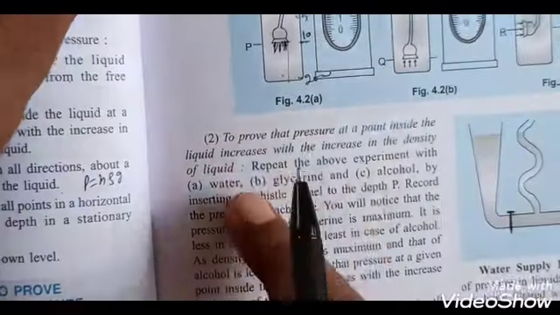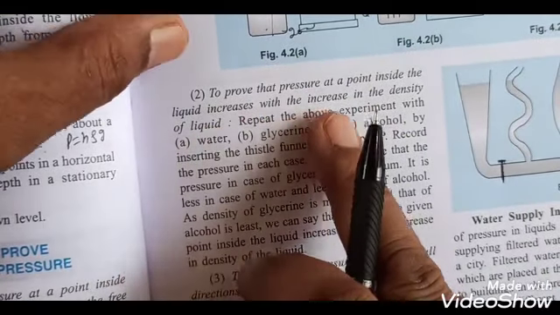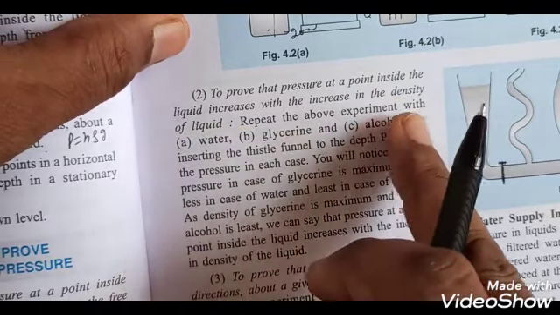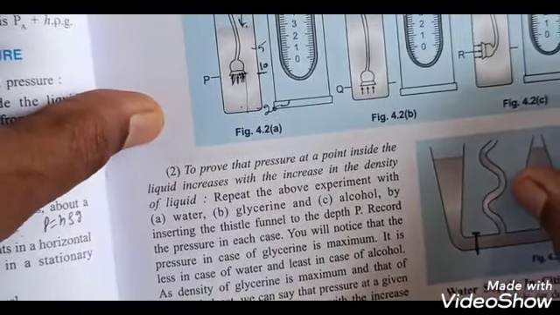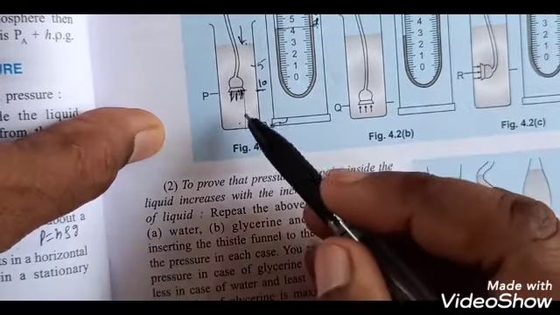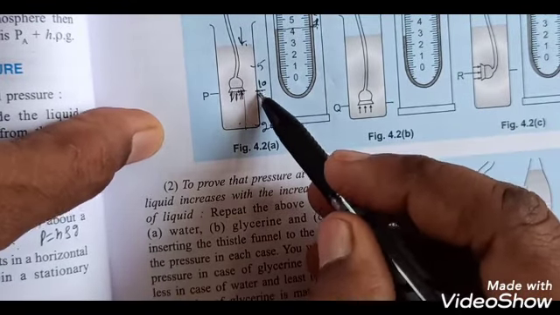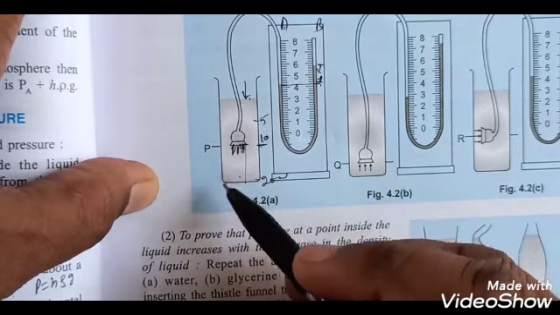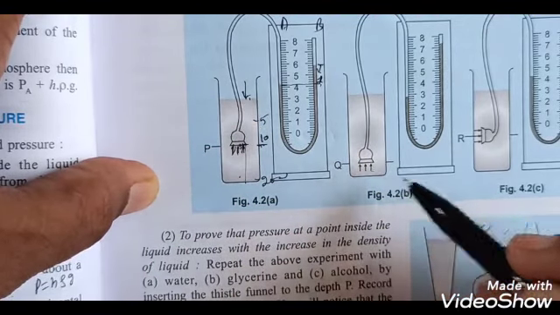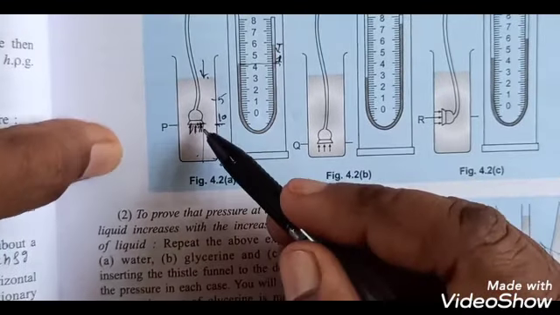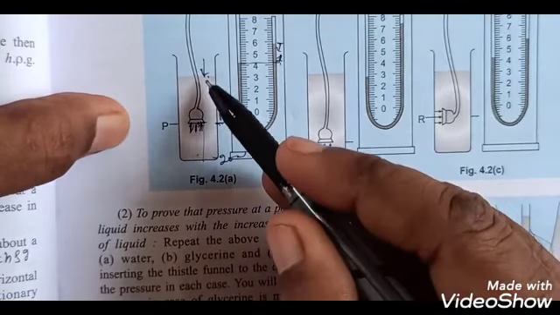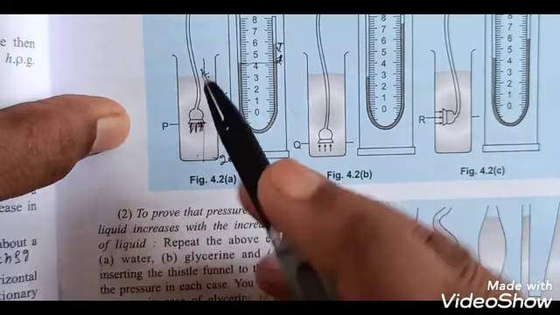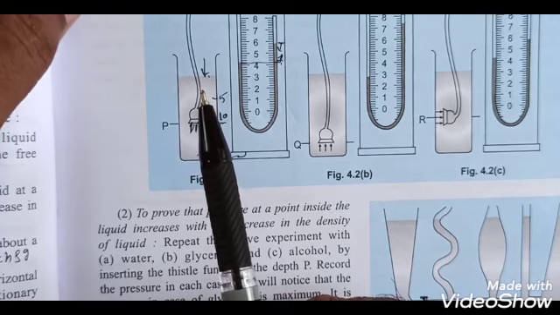The second law is to prove that pressure at a point inside the liquid increases with increase in density of the liquid. Now you do one thing. See, in one case you take water, right? Same amount of water in the vessel you can take. And in the second case you take mercury. But in water the depth should be kept 10 centimeter, and in mercury also it is kept the same 10 centimeter.